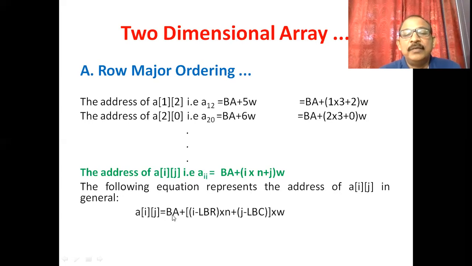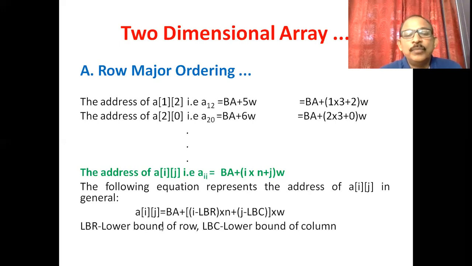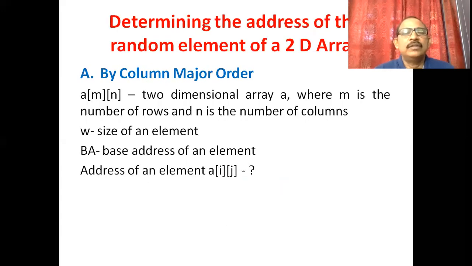Aij is equal to BA plus I minus LBR into N plus J minus LBC into W. LBR is the lower bound of row and LBC is the lower bound of column. So this is the general equation to determine the address of any element in a two-dimensional array in row major ordering.